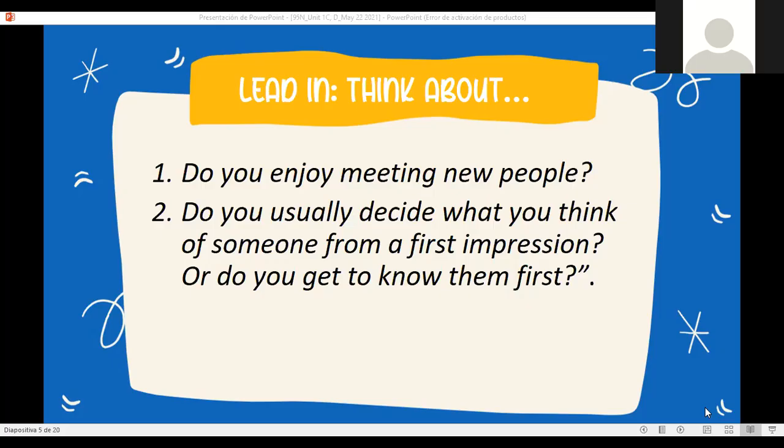Yes, I like to meet new people because I know new things about the person. We can meet and know different things about the person. What about number two? Let's see, what do you think? Do you usually decide what you think of someone from the first impression, or do you get to know them first? What do you think about this one, please? Can you help me with the answer, Brian?